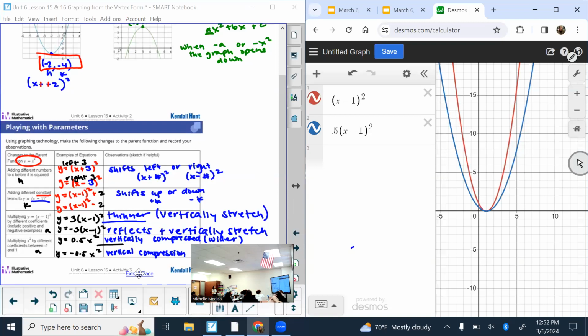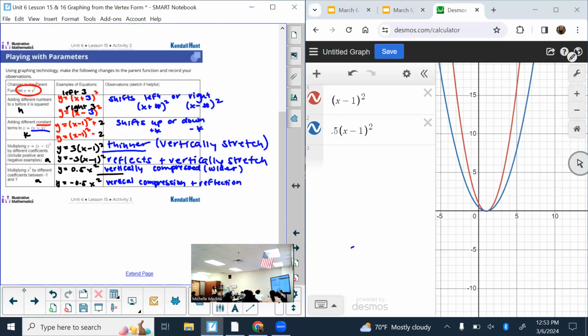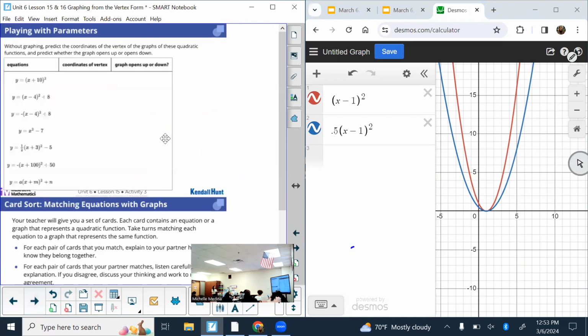Okay, so that is that activity. One more, and we'll call it a day. And this last one, you're encouraged to not use graphing technology. So you have a series of different equations right here. I'll go back to the other page, I'll pause it and I'll go back to it, but you are going to tell me what the vertex is without graphing it. Because from the equation, you should be able to identify that.